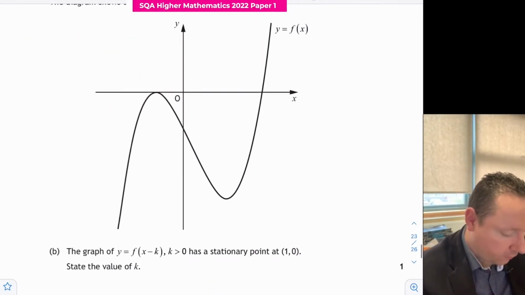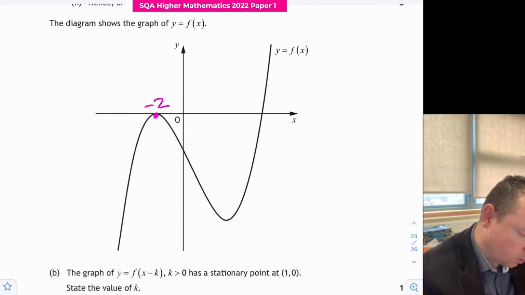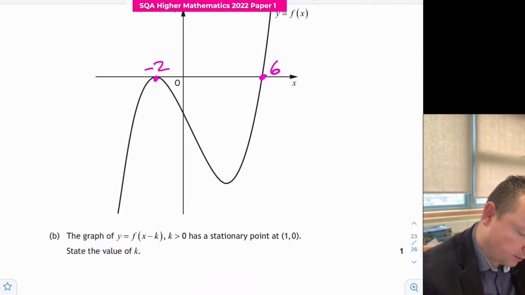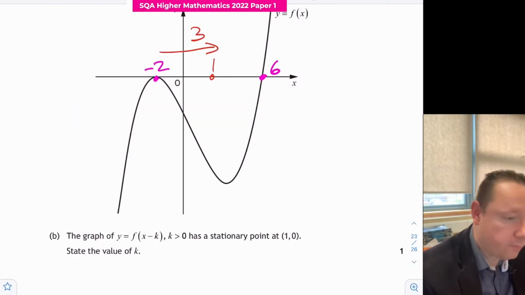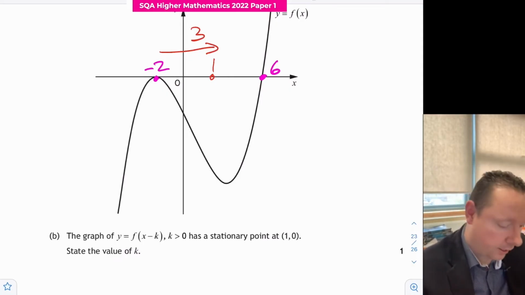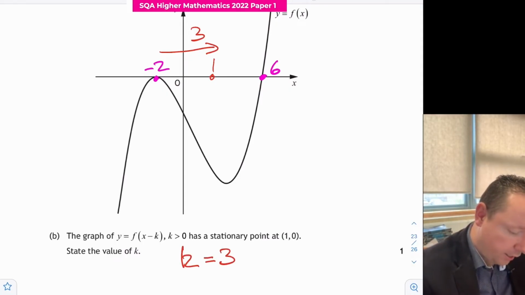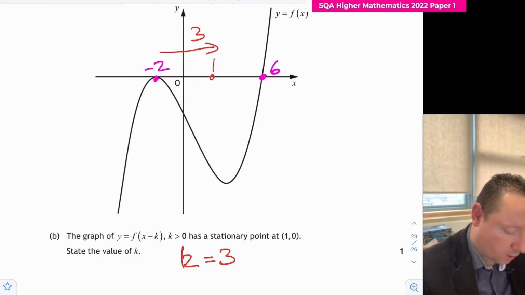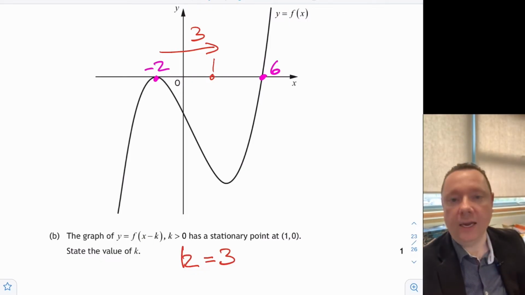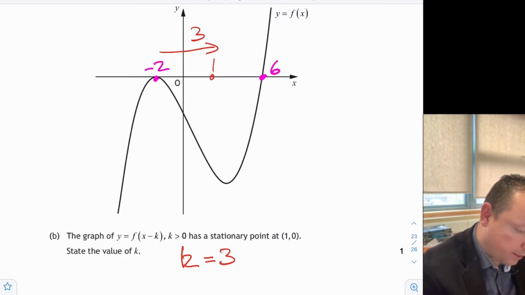The graph of f of x minus k has a stationary point at 1, 0. State the value of k. We know that this must be minus 2 because it's crossing the axis there, and this must be 6. Now, if this has a stationary point at 1, 0, that means that this must have shifted along to the number 1. There's 1 there. It's shifted to the right by 3, and therefore, since it's shifted to the right by 3, k equals 3 because it's x minus k. So it's x minus 3. So k is 3, and we get a mark just for working that out.